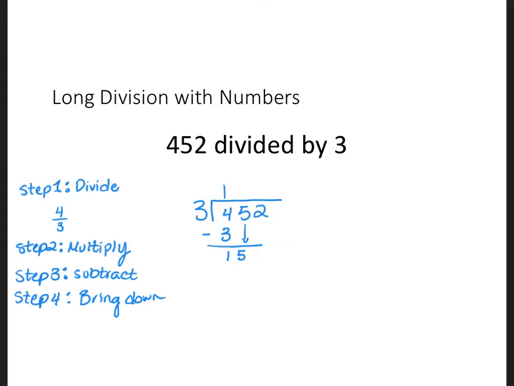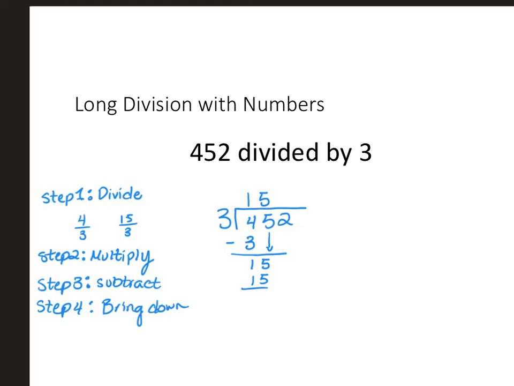And then I'm going to repeat. So how many times does 3 go into 15? Well, it goes in 5 times. So I'm going to do 5 times 3 and get 15. Take that away. That will cancel, leaving me with 0. I'm going to bring down my last place value, which is my ones place. So then the question is, how many times does 3 go into 2? Well, it doesn't go in evenly, so this is going to be my remainder.